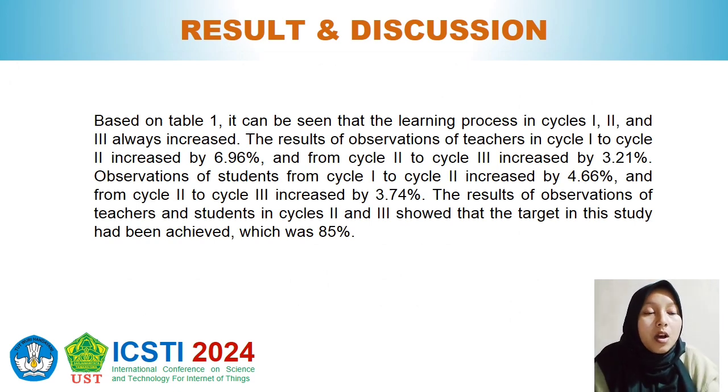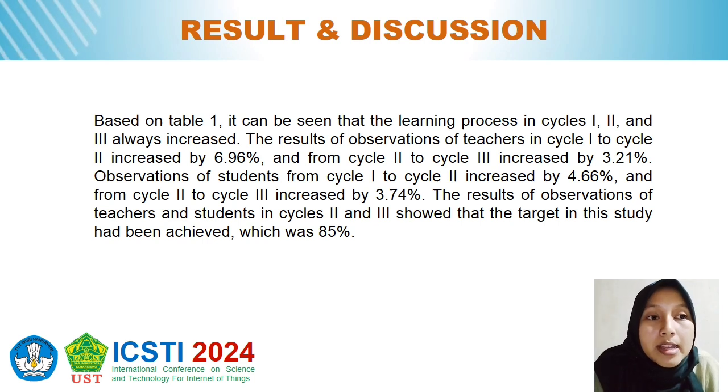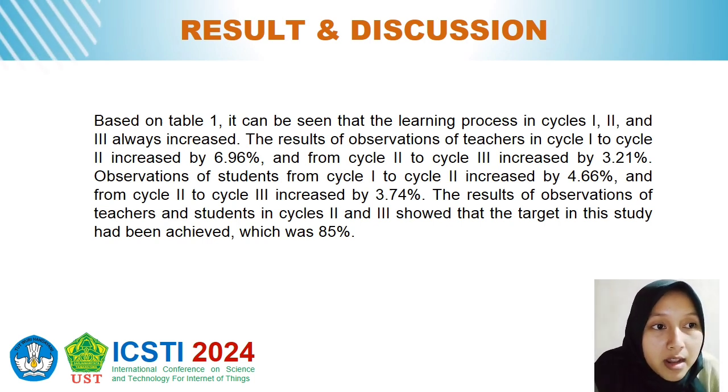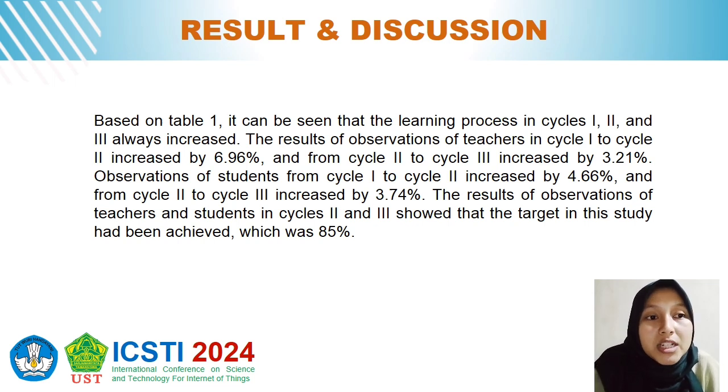The result of observation of the teacher from cycle 1 to cycle 2 increased by 6.96%, and from cycle 2 to cycle 3 increased by 3.21%. Observation of students from cycle 1 to cycle 2 increased by 5.66%, and from cycle 2 to cycle 3 increased by 3.74%. The result of observation of teacher and students in cycle 2 and 3 shows that the target of the study had been achieved, which was 85%.